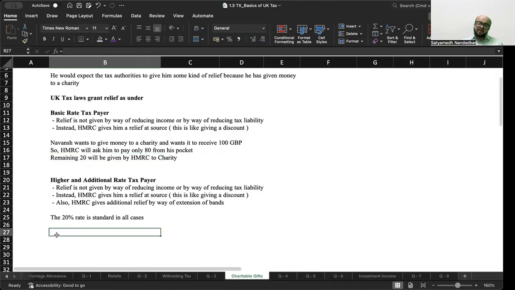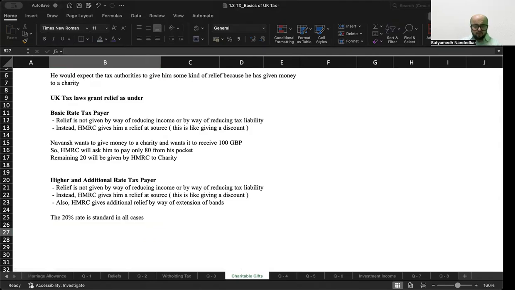Now, if you are a higher or an additional rate taxpayer, relief is not given by way of reducing income or by way of reducing tax liability. Instead, HMRC gives him a relief at source by way of extension of bands. Now, what is this extension of bands, and what is the whole discussion all about? Let's try to understand, but through a question, not just oral calculations.